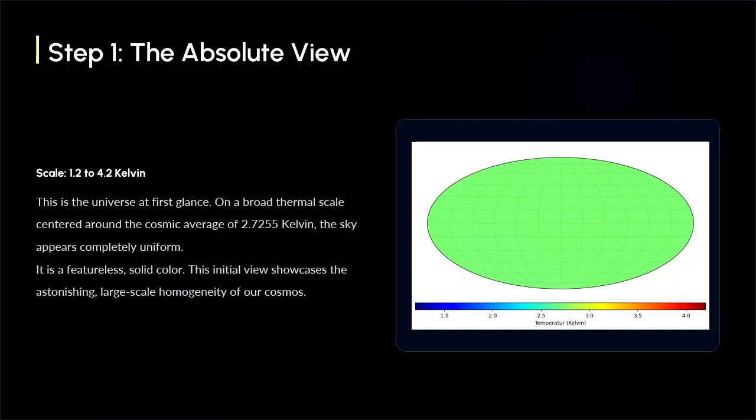The absolute view. At a scale from 1.2 to 4.2 Kelvin. This is the universe at first glance. On a broad thermal scale centered around the cosmic average of 2.7255 Kelvin, the sky appears completely uniform. It is a featureless, solid color. This initial view showcases the astonishing, large-scale homogeneity of our cosmos.